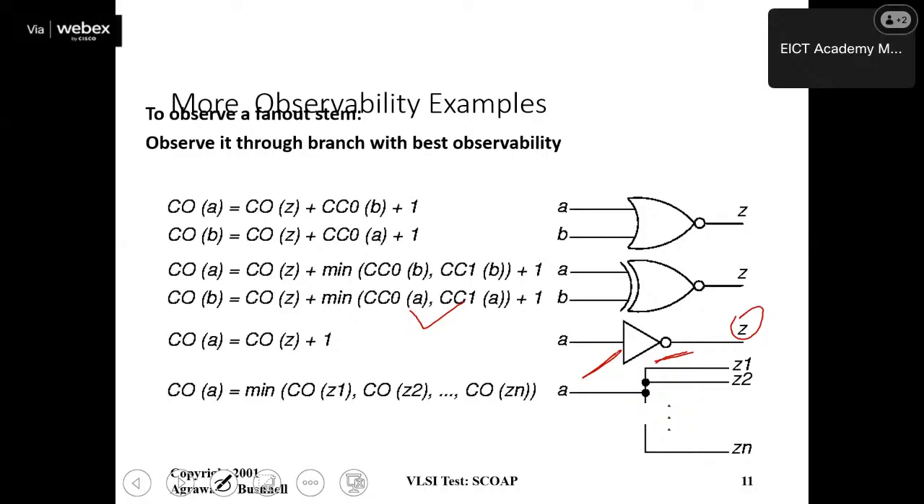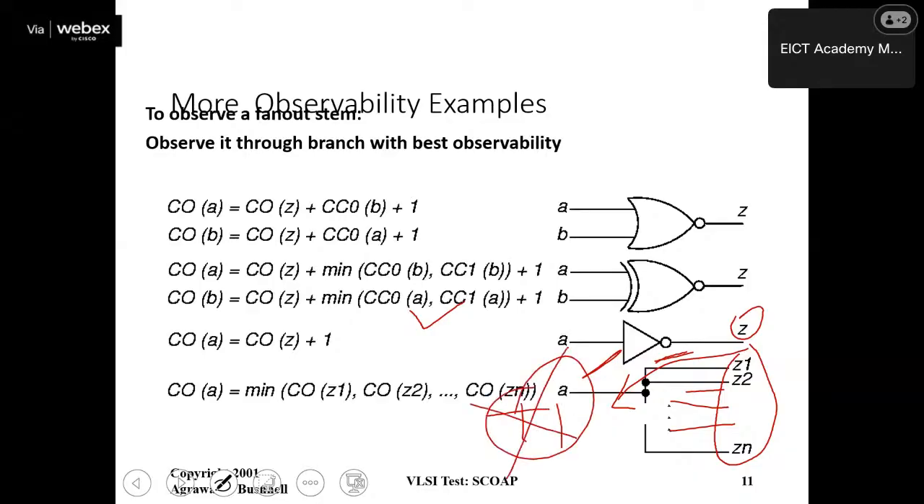What about the branches? These are the fanouts. We are observing from here to inside this. So CO of A will be the minimum possible, because we are free to observe at any of the outputs. All of the outputs are visible to us, right? Since there was no logical circuit in stem and branches, only a node is there, we will not add plus 1. Only minimum of COZ1, COZ2, up to COZN, like that we will have, and our job is done. I hope you understood till now.